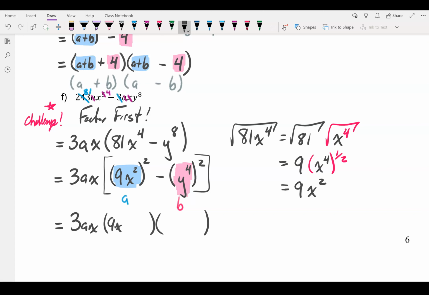So 9x squared, 9x squared, y to the power 4, y to the power 4, plus and minus. Once again, the form is a plus b, a minus b. First one's plus, first one's minus. That's in brackets, right? That's the rule. So hopefully, take as much time as you need to try and make sense of that one.